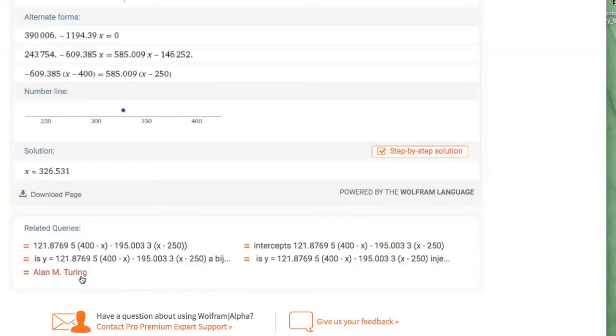Why does it say equals Alan Turing? That's weird. Is that the Alan I know?